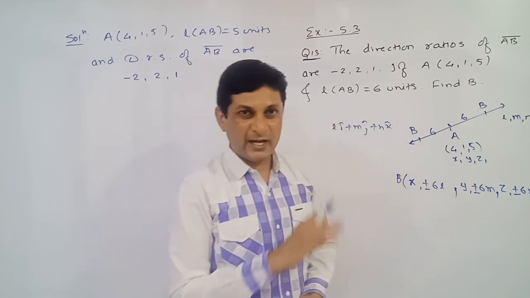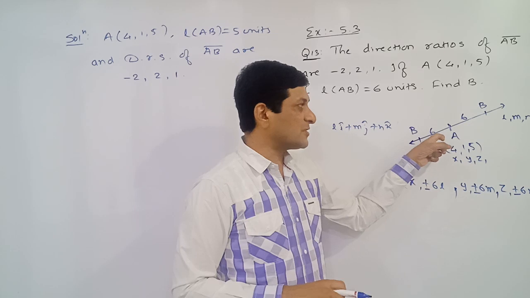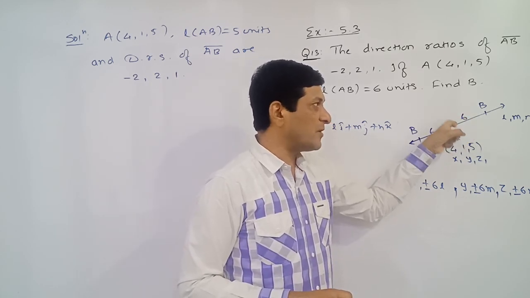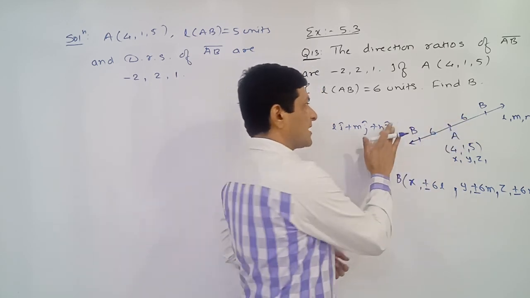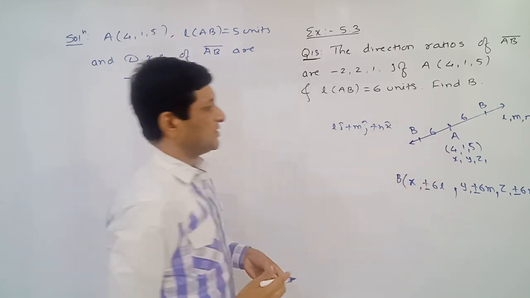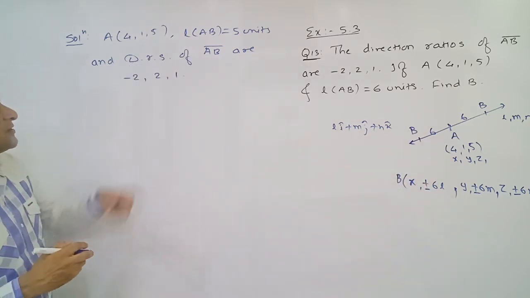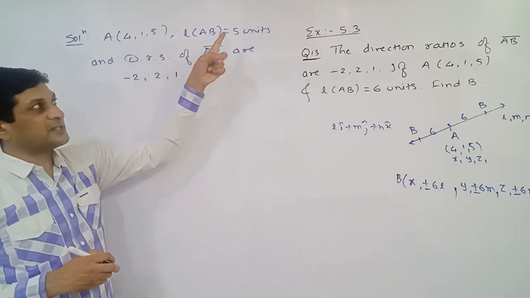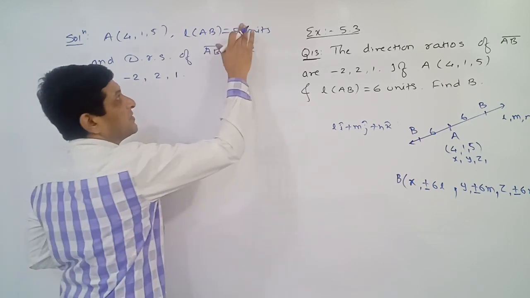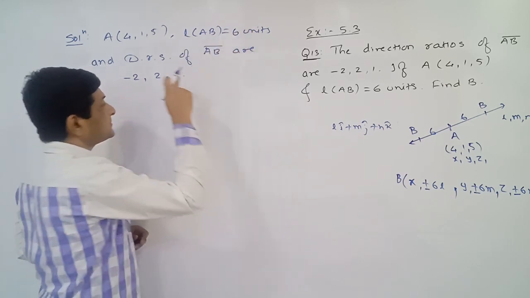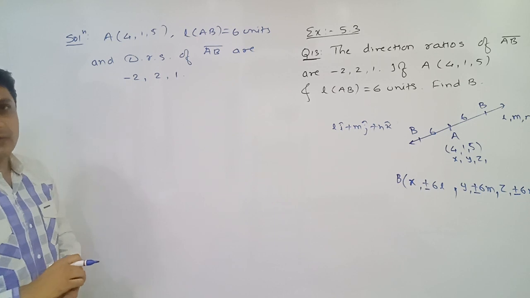Because there are two possibilities, we are getting 2 points on the same line which are at a distance of how much? 6 units. 6 units from which point? A. So try to understand this method. See what the given condition is. The coordinate of point A is given to us. The length of AB is 6 units, and the direction ratios of AB bar are also given to us.